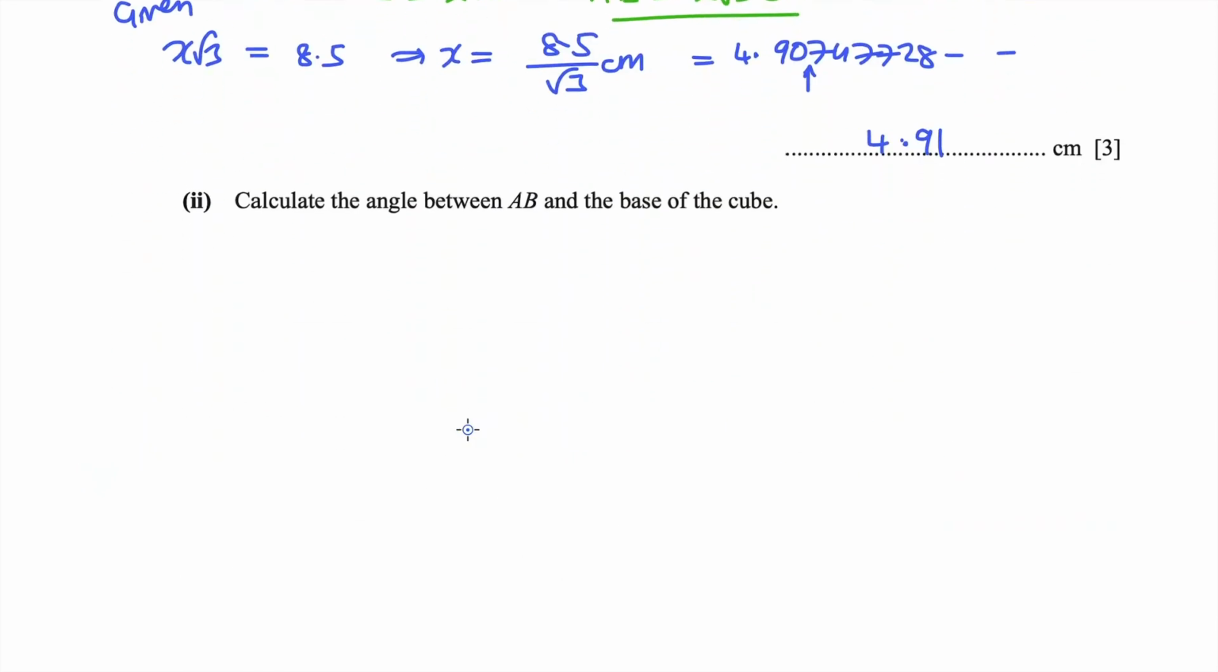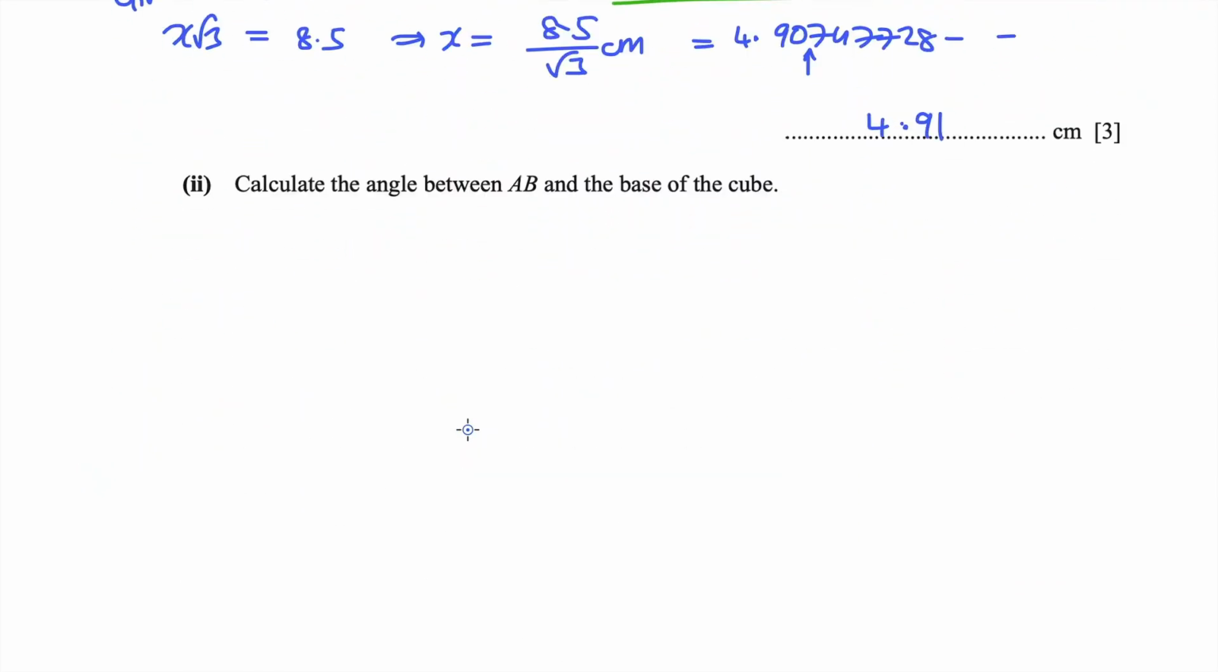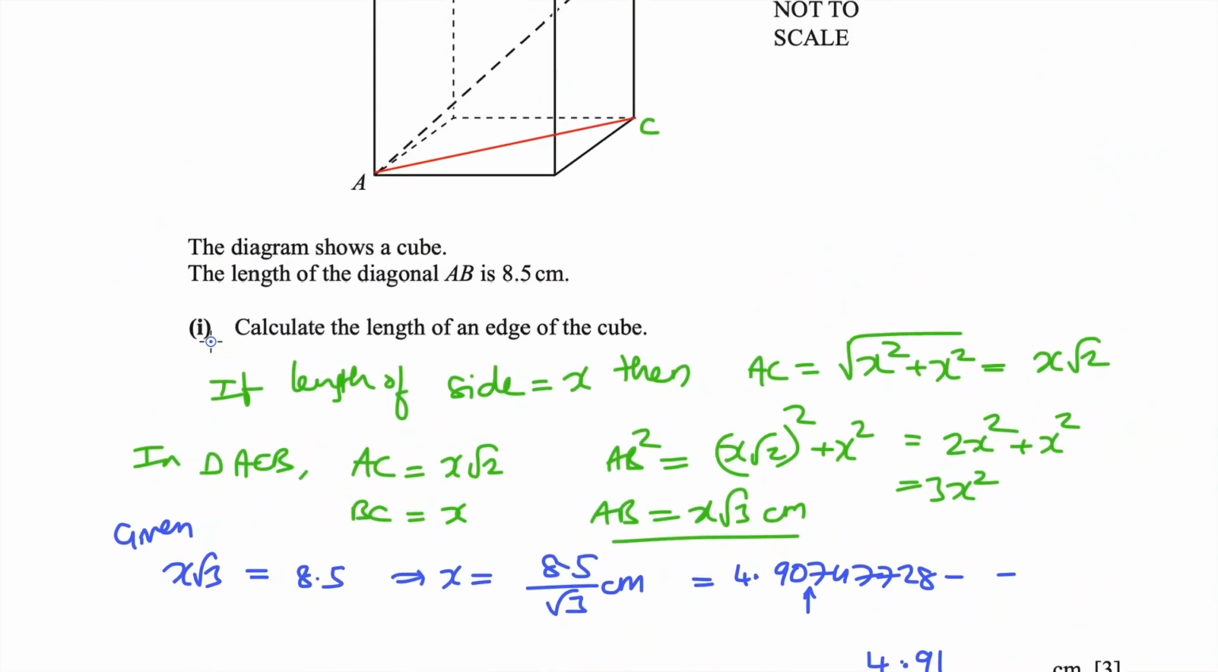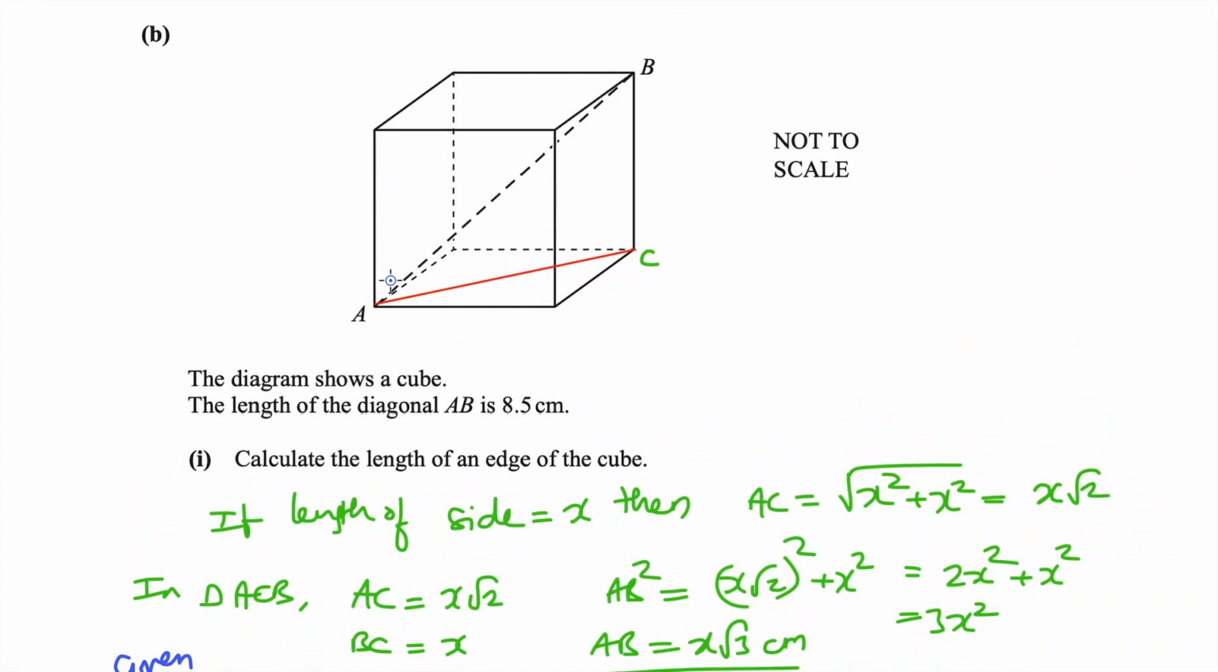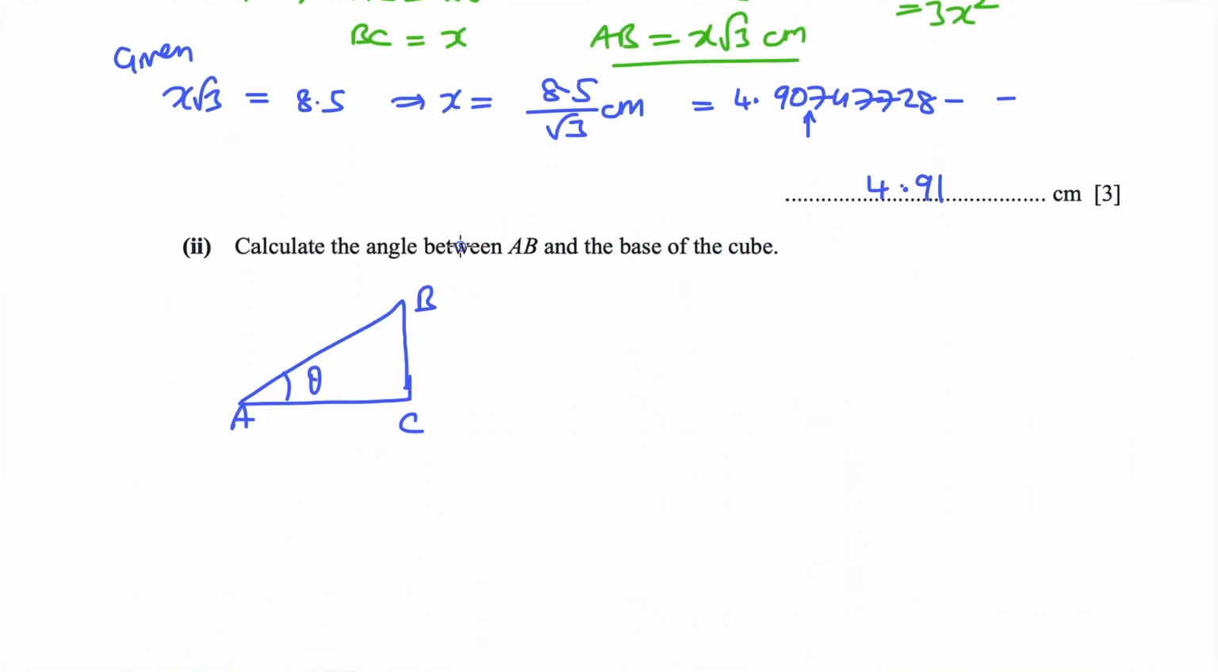Calculate the angle between AB and the base of the cube. So again, here this is A, this is C, this is B. This is the angle. So let the angle be theta. So what they are asking is the angle between the base and the diagonal. So this is theta.